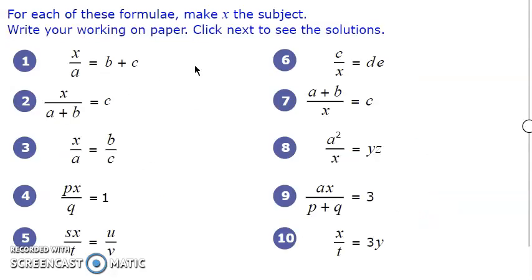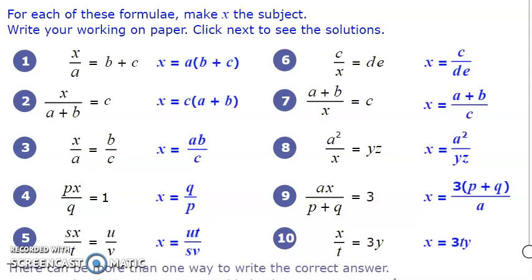You have another set of questions here. You can pause the video and solve them. For each of these formulas, make x the subject. Write your working on paper. Click next to see the solution. The solution is provided, so you can see it after you first solve them. And the solutions are given here. You can see them later. If you have any doubt, you are most welcome to discuss with me anytime in the class, or you can even ask me questions on WhatsApp.